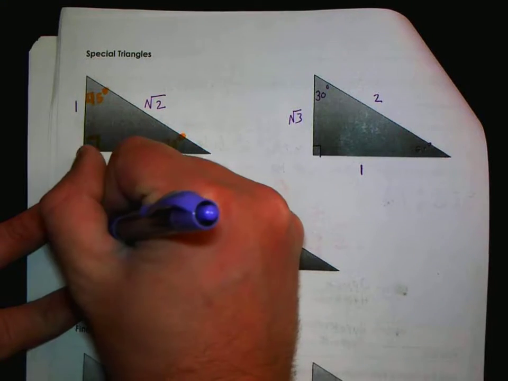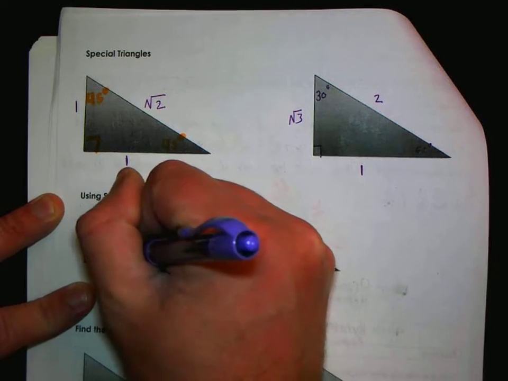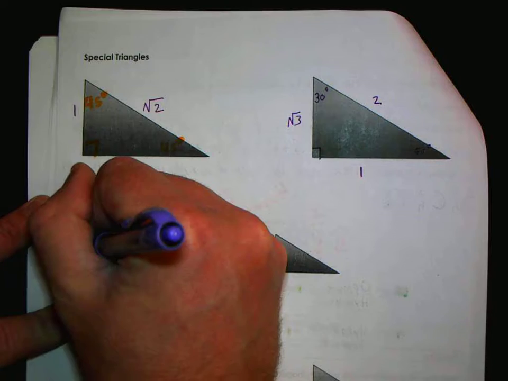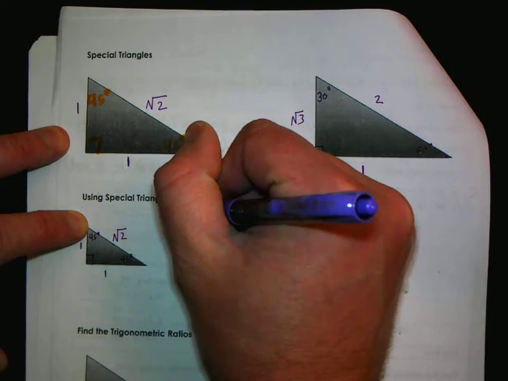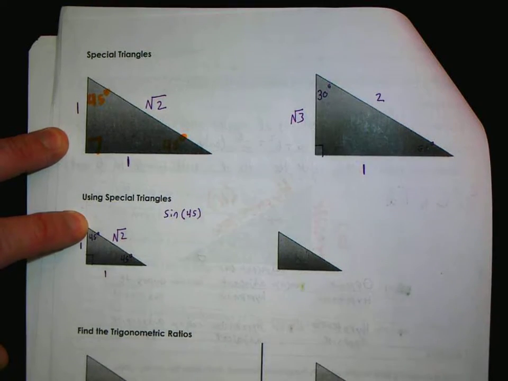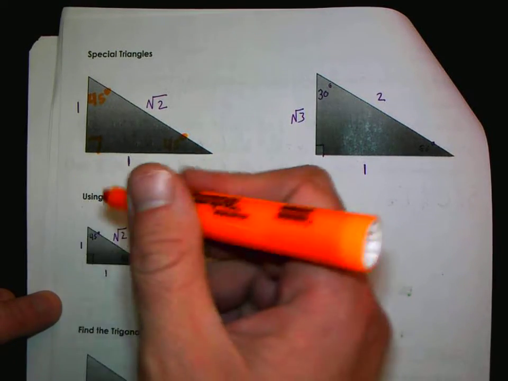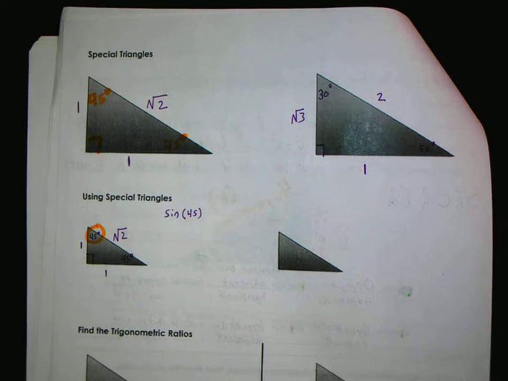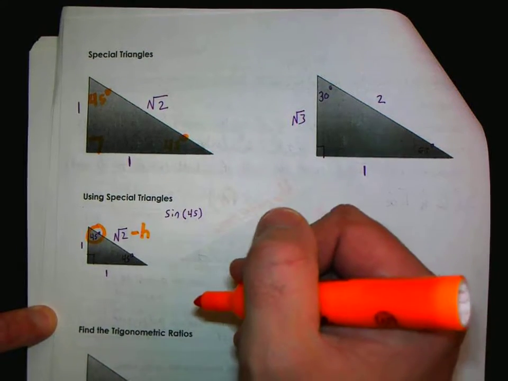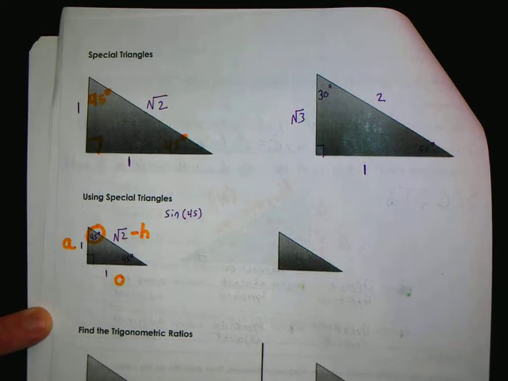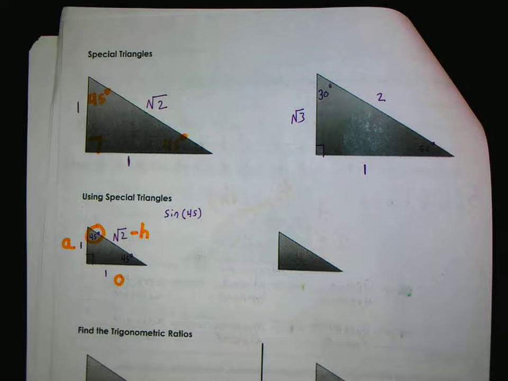So if this is 45, and this is 45, and this is 90, I'm just copying the one on top, we can find our trig ratios. Let's start off with the sine of 45. Now sine, S-O-H. Sine is opposite over hypotenuse. So if this is my angle, and that means this is my H, this is my opposite, and this is my adjacent. And I'm going to start using H's and O's and A's, so I don't have to write them all out every time. So sine of 45 is O over H.